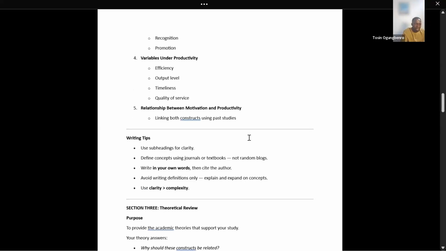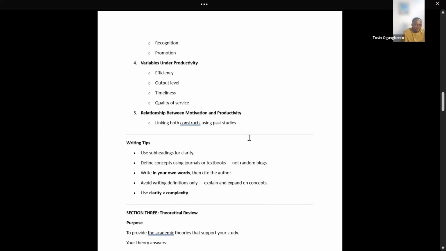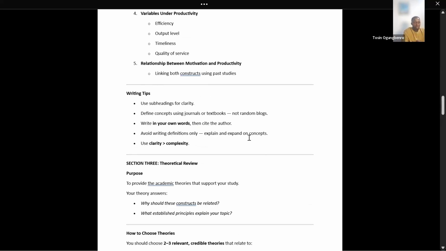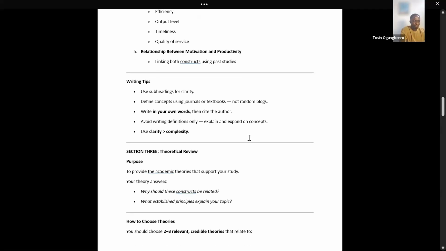So the next one is writing tips. Use subheadings for clarity. Define concepts using journals or textbooks, not random blogs. Write in your own words, then cite the author. That's what academic writing is all about. Reading something in a material does not mean you cite it word for word. That is what they call plagiarism, and I touched on the concept of plagiarism too.